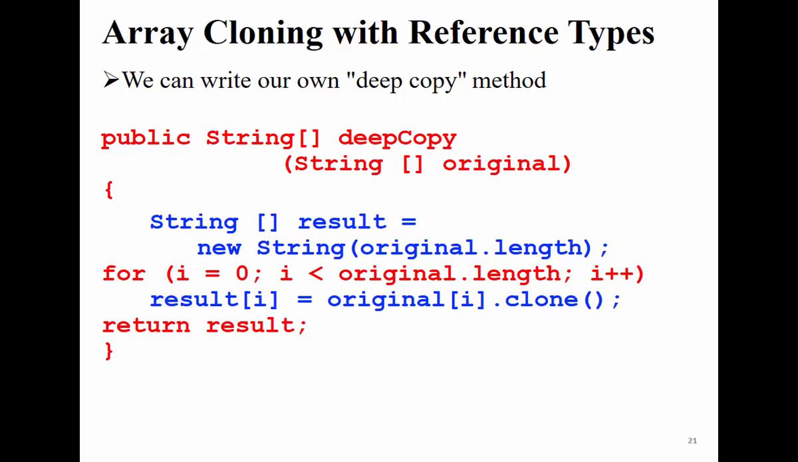This is our own version. Or you can rely on .clone. Okay? Sometimes, if your object is not a primitive type, it's good to do your own deep copy. Yes?